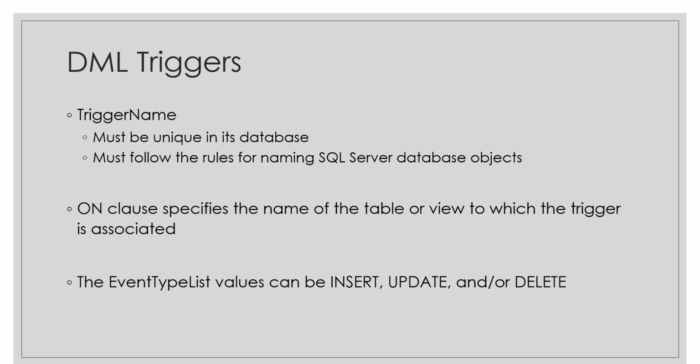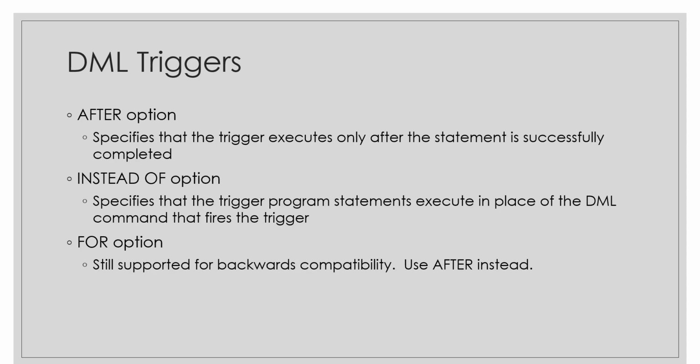Okay. So the trigger name must be unique in the database because remember, DML triggers live in the one database. Of course, all the normal naming rules for any object will apply and so on and so forth. ON specifies the name of the table or view to which it's associated. And the event type list is really just limited in this case to insert, update, and delete, right? AFTER, that means that's the normal; INSTEAD OF, well, we talked about that already. FOR, well, basically that's here for backward compatibility because you might have somebody who wrote queries many years ago and they use that keyword, which we now are encouraged to use AFTER instead.